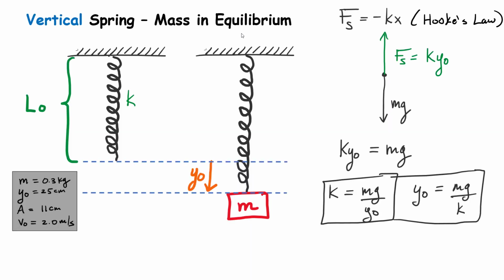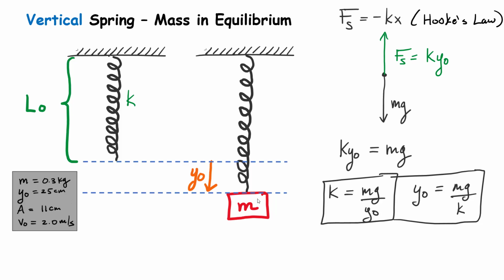I first start by looking at this mass in equilibrium. So I have the initial setup here. This is the natural length of the spring. It has a spring constant k. When you hook up the mass, it stretches that spring a little bit, some distance y0, that I'm calling 25 centimeters in this problem.